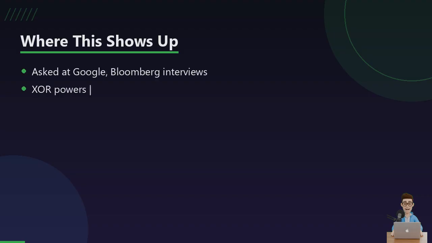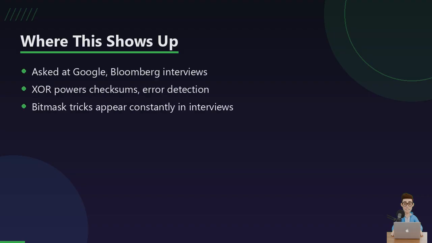Before we dive in, here's why this matters. Problems like this show up in real coding interviews at companies like Google and Bloomberg. XOR isn't just a puzzle trick either. It's used in real computer systems to check if data got corrupted. Don't worry if that sounds abstract right now. By the end, you'll recognize this pattern instantly.